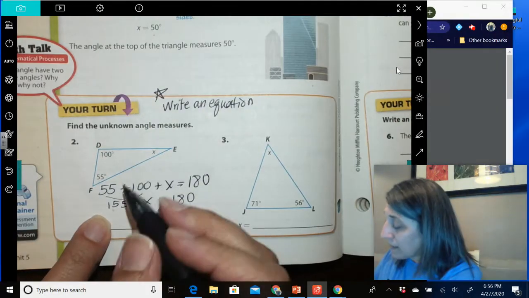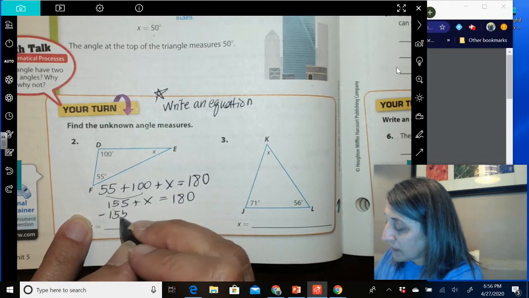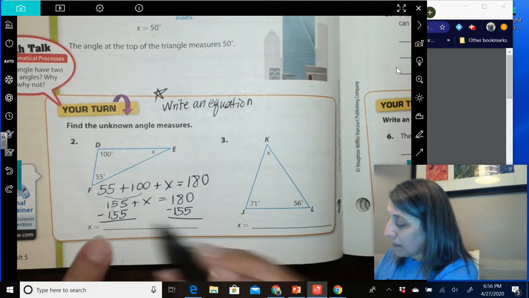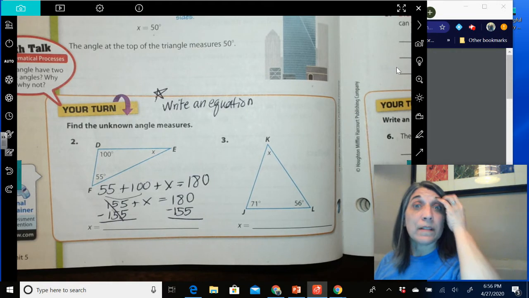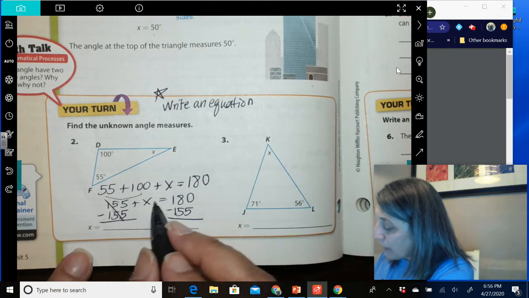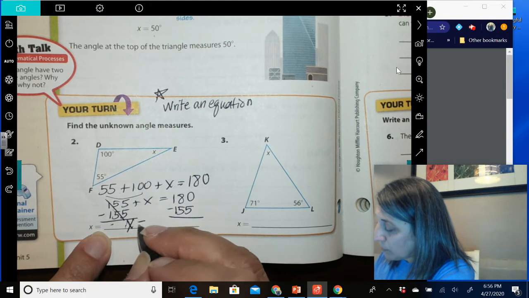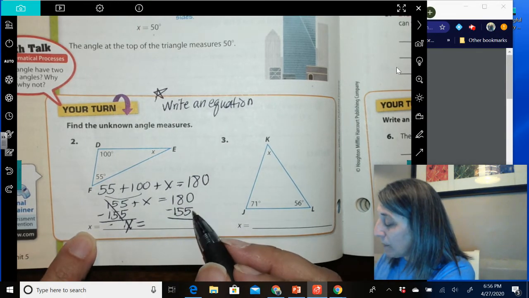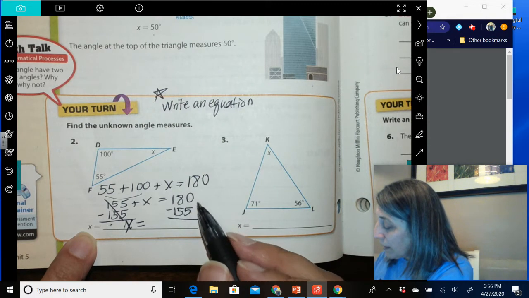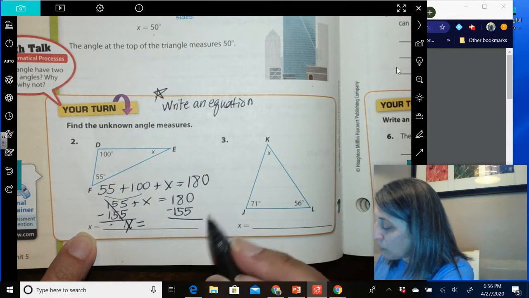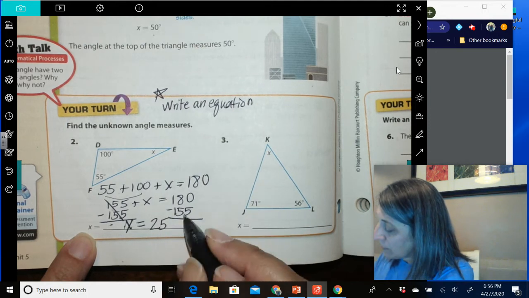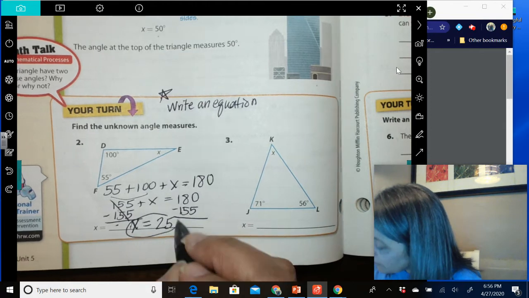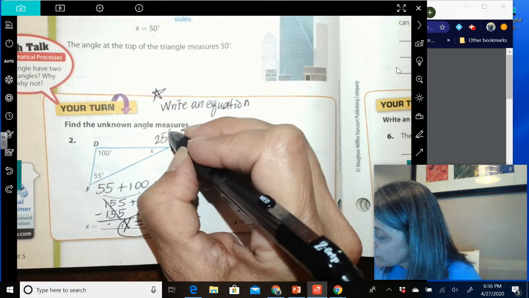Then how do I solve for x? I'm going to subtract 155 from this side, subtract 155 from that side. These cancel each other out because it's a positive and a negative. It's a zero pair. So now I have down here my x is equal to, and I know they already have it there, but I'm just rewriting it, 180 minus 155. What is that? 25. Is that right? 155, 165, 175, 180. Yes. Okay, so I know my x is 25. So this angle is 25 degrees.